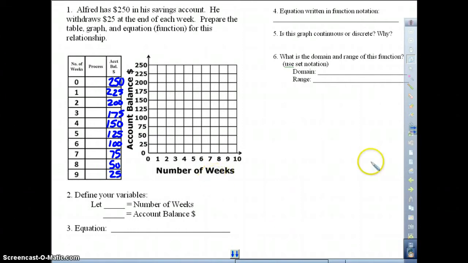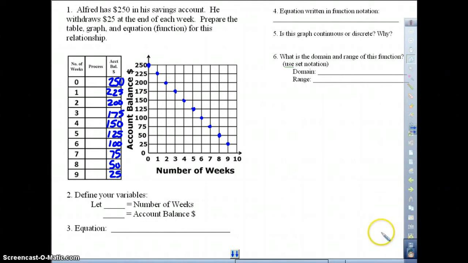At week 0, he starts off with a balance of $250. Then at the end of week 1, he has $225. At the end of week 2, he has $200. Did you graph them out? Does your graph look like mine? Yes. Okay, do you guys still need some time to graph this out? Shake your head up and down if you still need some time. No, they're shaking their heads back and forth. No, they've got it graphed.